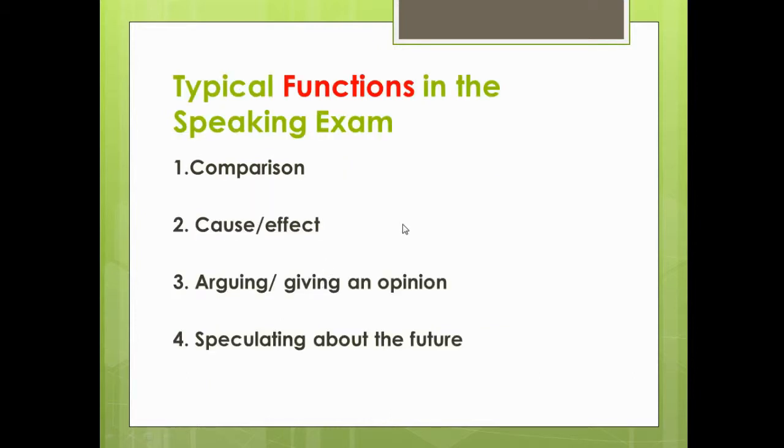Now, if we look at the speaking exam, the examiner is going to ask you a number of different types of questions. Typically they are going to be testing the following functions: comparisons. Can you compare and contrast things? Cause and effect. Can you express good cause and effect relationships? Can you argue? Can you give an opinion in the correct way? And very often as well, they'll be asking you to speculate about the future. Can you use a range of different grammar structures to talk about and speculate about the future? So those are four very common functions that are going to be tested in the IELTS speaking exam.